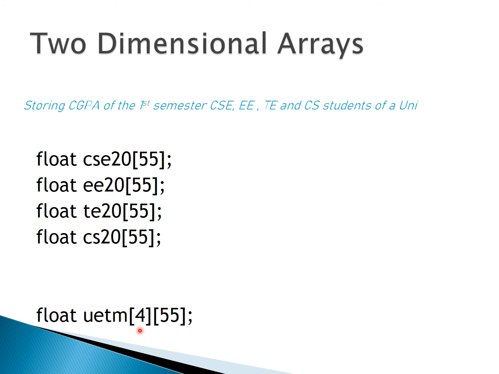So we will write 4. And the number of elements is 55 in each array, so we will write 55. So that's a two-dimensional array.